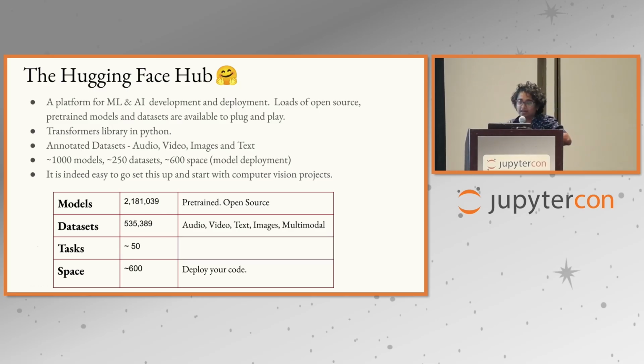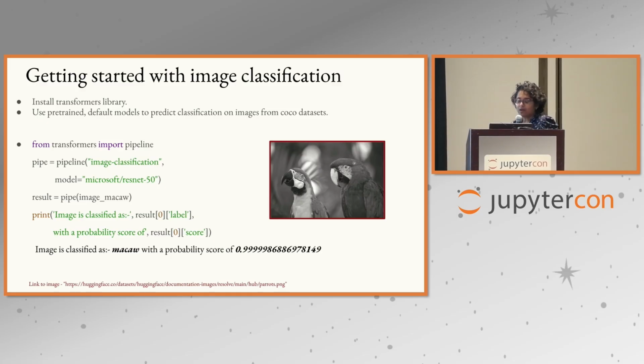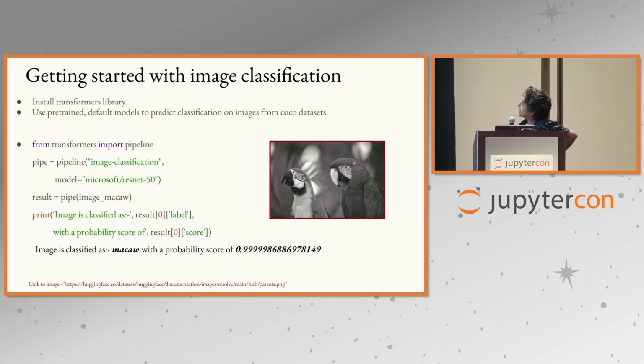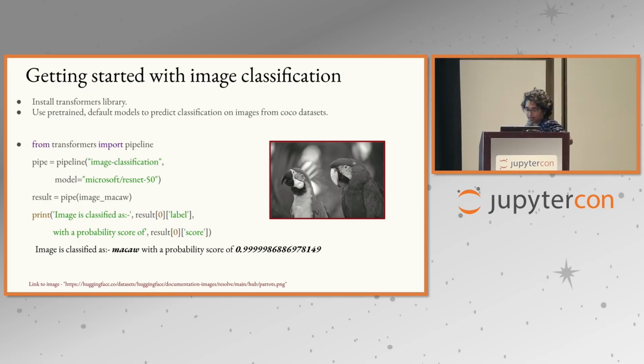So yeah. Now, if I want to start with image classification, all you need to do is go to perhaps Google Colab, open up a notebook, or you can even set up an environment and open up a notebook locally, and install the Transformers library. And here I took an image from the Hugging Face portal. This is an image of a bird, and it's essentially just 4 lines of code. And I get a classification result that this image is a macaw with a probability score of 1.